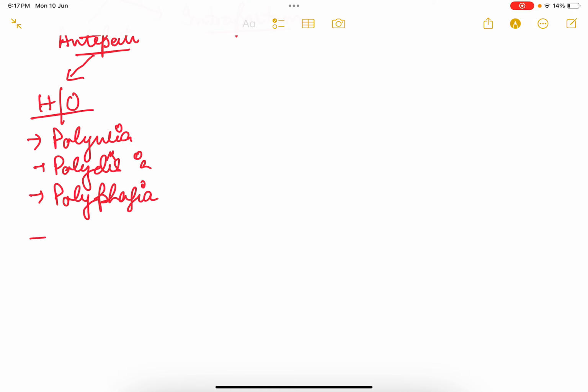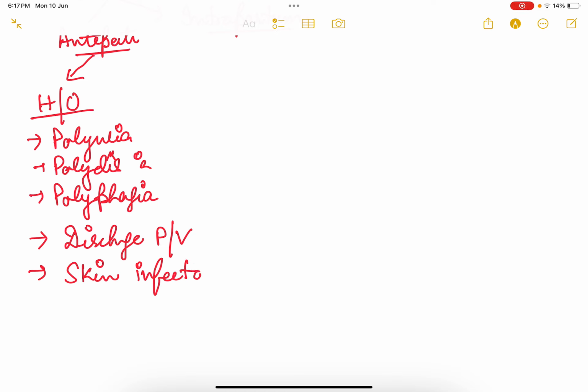Then again you always ask for discharge per vaginum, discharge PV, because in discharge PV, candidiasis is very common in women who are diabetic. Then also you ask for any skin infections. Skin infections, these are very important when you take a case of gestational diabetes mellitus. You have to take these histories. So skin infection is asked because repeated skin infection and scabs are present because of the high diabetogenic state.